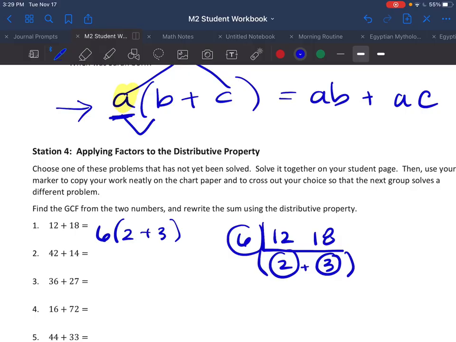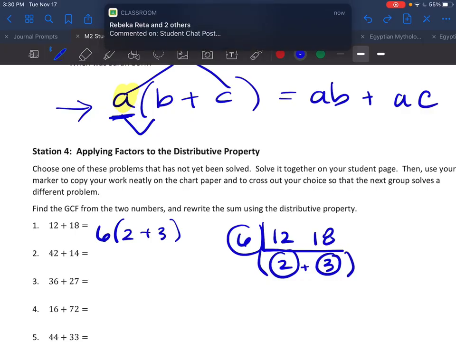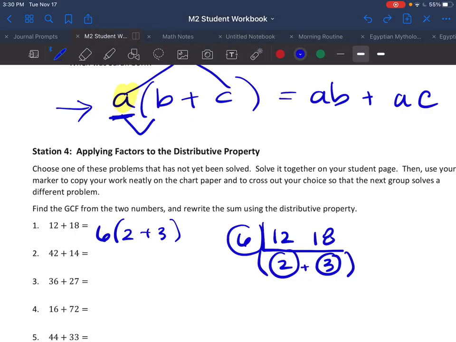Now let's just double check. Remember, in the distributive property, I'm going to take 6 and multiply it by 2. I should get 12. I do. Then I can take 6 and multiply it by 3. I should get 18, which I do. So I know that this is correct. Okay. Now I can add whatever is inside the parentheses. So this is the same as 6 times, well, 2 plus 3 is 5.